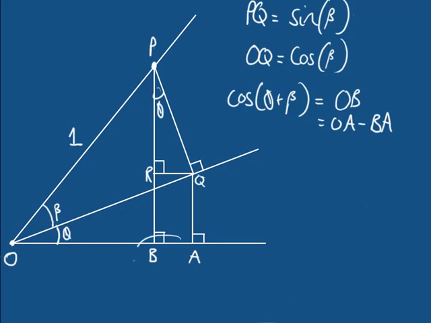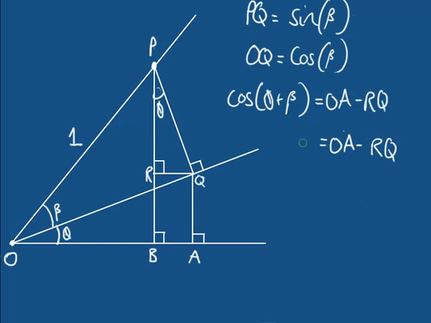But what else do we know? Well, we know that BA is the same length as RQ. We know this, it's a rectangle, therefore the two ends of the rectangle are equal length. So we know that this is also equal to OA minus RQ. So bear with me 1 second as I write this up here and then erase the rest of our workings. So the cosine of theta plus beta is equal to OA minus RQ. So that means if we can find the length of OA and we can find the length of RQ, we can find the cosine of theta plus beta.